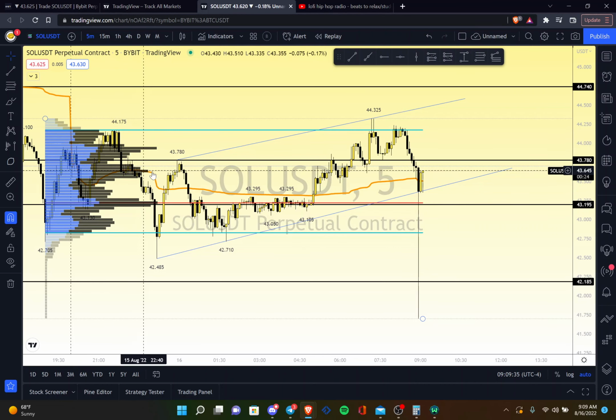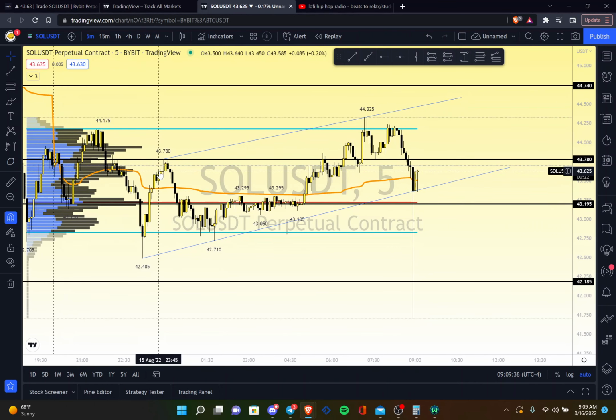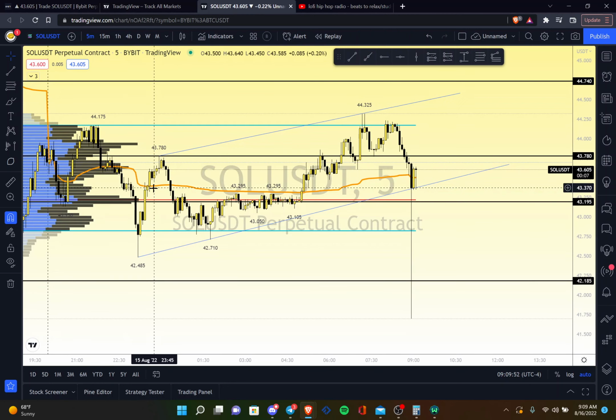So as the nodes extend out, that means the more likely that you're going to see some sort of interaction, be it a rejection or support level, resistance or support level, and also like a consolidation level where it just ranges out.